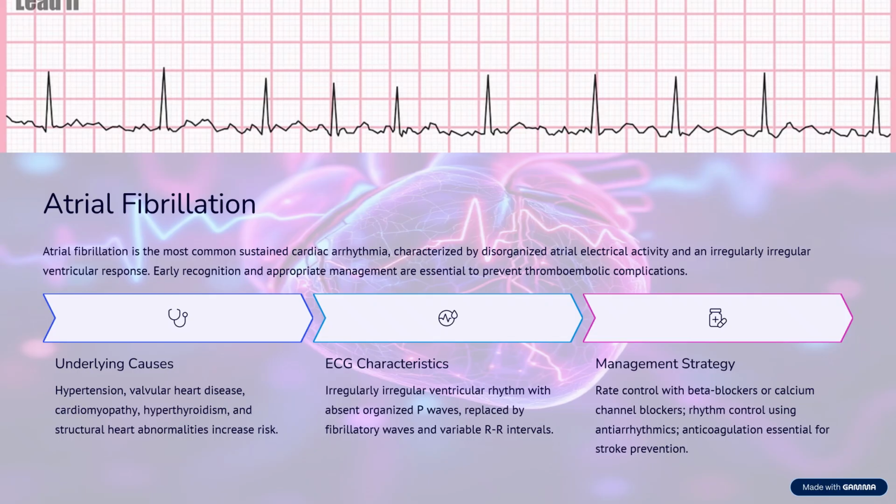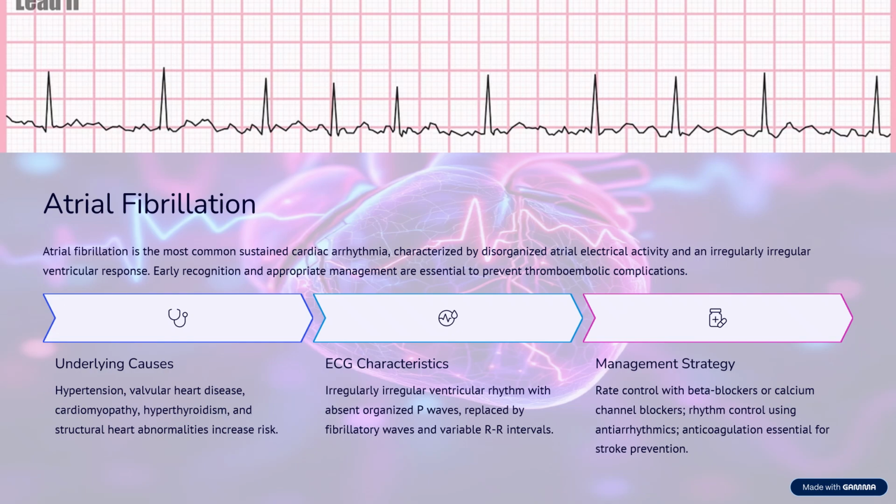Now let's connect this rhythm to what you'll actually see in your patients. Because the atria are not contracting properly, cardiac output decreases, and this can lead to palpitations or a fluttering sensation in the chest, shortness of breath, especially on exertion, fatigue and weakness, dizziness or lightheadedness, chest discomfort or anxiety, and in some cases, signs of heart failure such as edema or dyspnea on exertion.